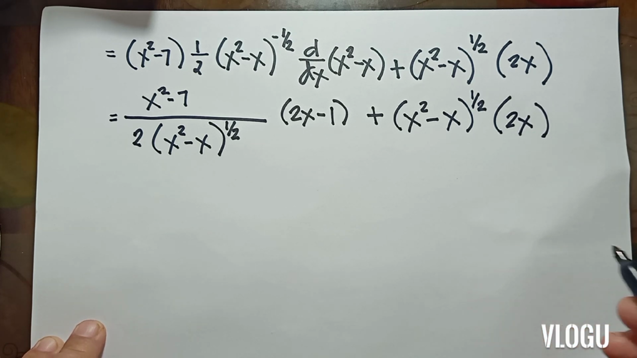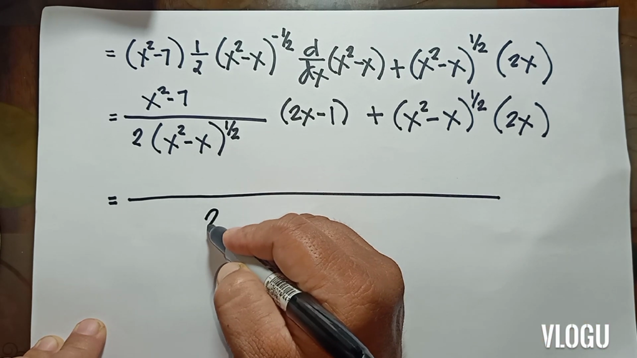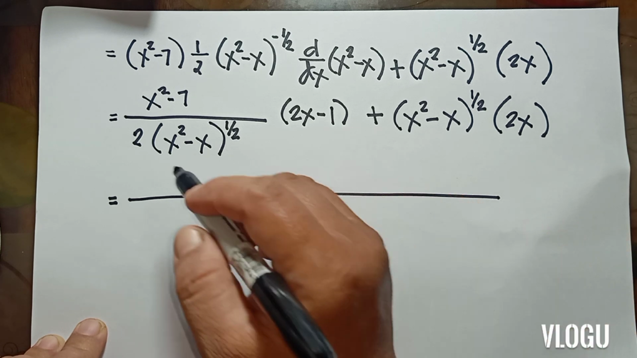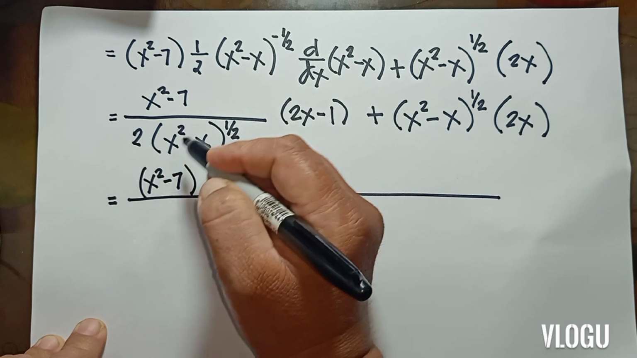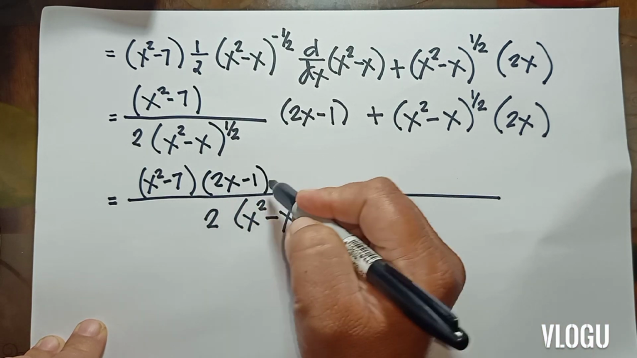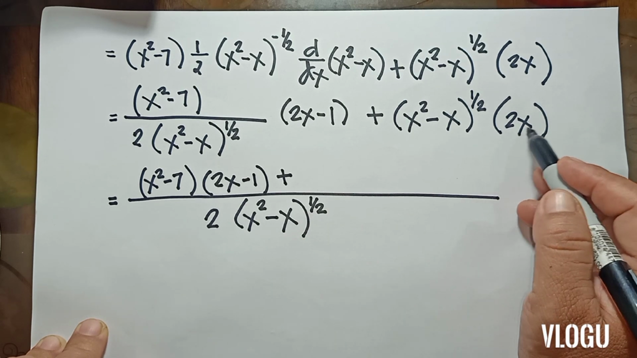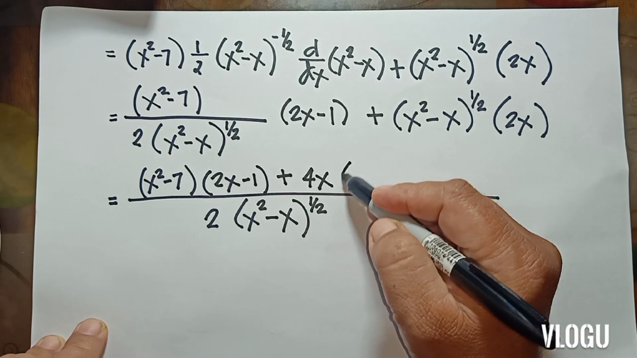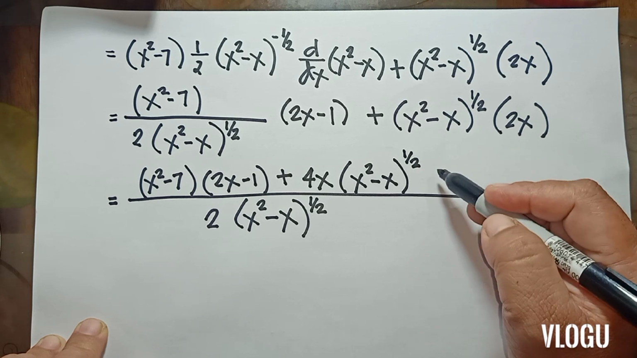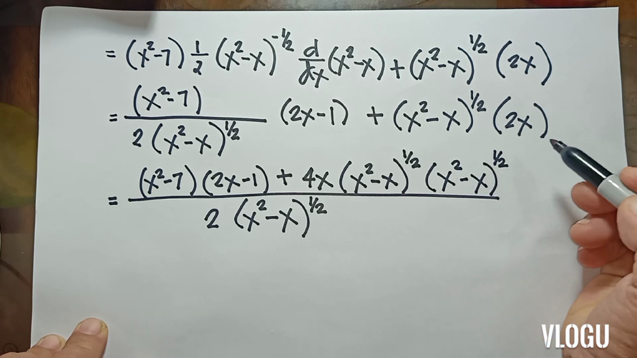So our common denominator, that is 2 x squared minus x raised to 1/2. So therefore, we have x squared minus 7. Okay, this one. Okay. Then we have 2x minus 1. Okay. Then we have, okay, this is now our LCD. So we have 2 times 2x. So we will have 4x. Okay. This one, we have the same basis. X squared minus x raised to 1/2. Okay, this one. Then your common denominator, that is x squared minus x raised to 1/2.